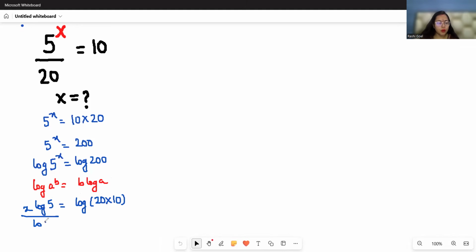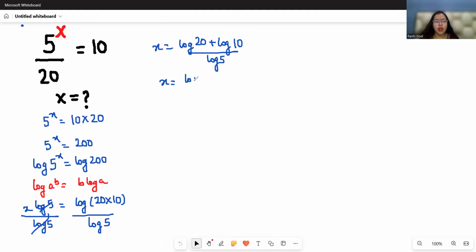So if I'll divide both sides by log 5, so x is equal to log 20 times 10. I can write it as log 20 plus log 10 by log 5. Now I'm going to break this 20 and 10 in terms of 5. So we can write it as log of 5 times 4 plus log 10 as 5 times 2, by log 5.